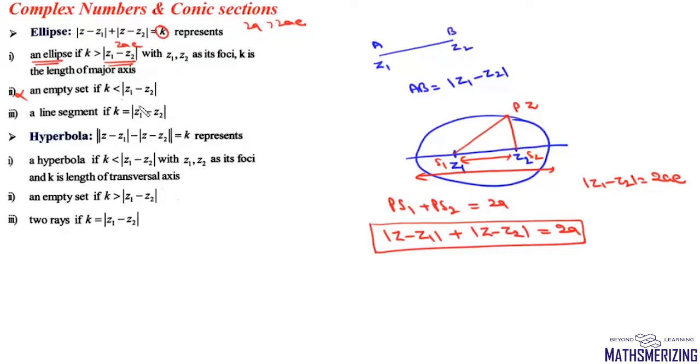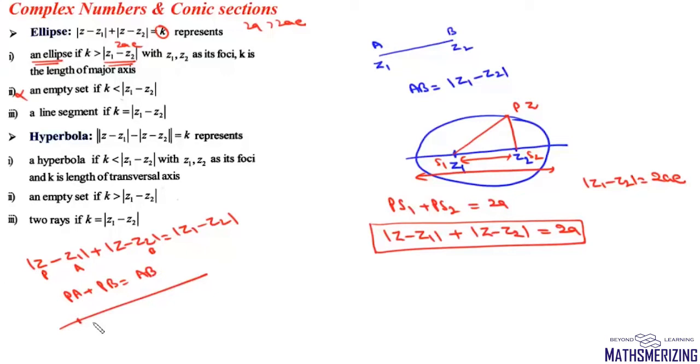Now what if k is equal to mod of Z1 minus Z2? Then we have mod of Z minus Z1 plus mod of Z minus Z2 equal to mod of Z1 minus Z2. If Z is P, Z1 is A and Z2 is B, then we can write PA plus PB equal to AB, which is the condition of collinearity. PA plus PB can only be equal to AB if P lies between A and B. So in that case, it will represent the line segment AB.